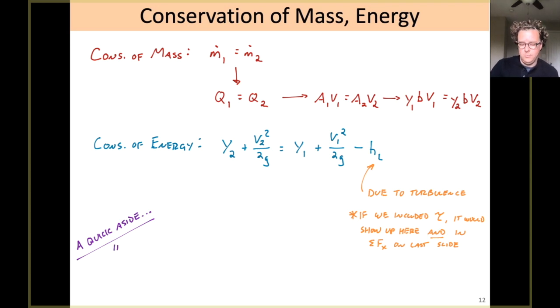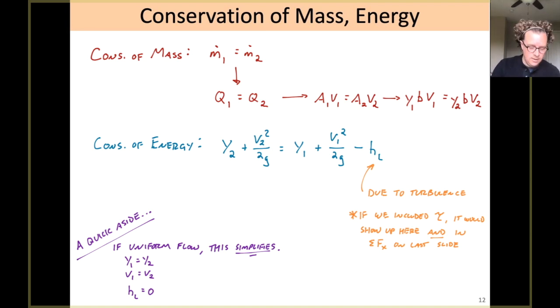Okay, before we pull this together, just a quick aside. If you were working with uniform flow, you would have y1 equal to y2, v1 equal to v2, and there would be no net loss of energy, right? And so these solutions are extremely simple for uniform flow, and that's what we covered in the previous lecture video. That's not the case for us, so we're going to proceed by pulling together some of these equations.